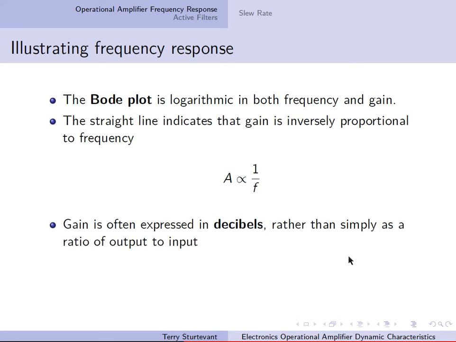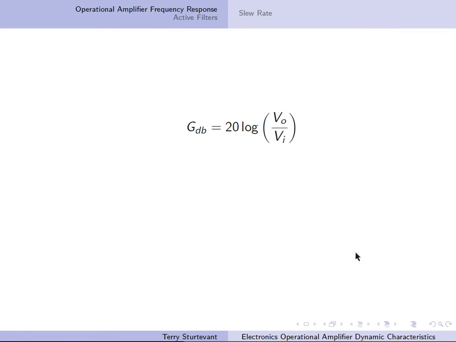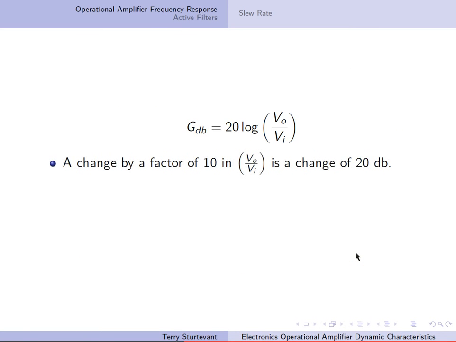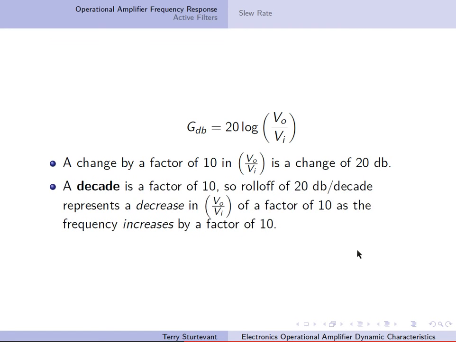The gain is often expressed in decibels rather than simply as a ratio of output to input. The gain in decibels is 20 times the log of V out over V in. A change by a factor of 10 in V out over V in is a change of 20 decibels. A decade is a factor of 10, so a roll-off of 20 decibels per decade represents a decrease in the ratio of V out to V in by a factor of 10 as the frequency increases by a factor of 10.